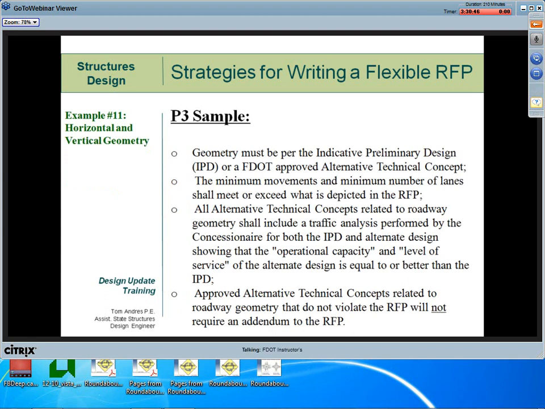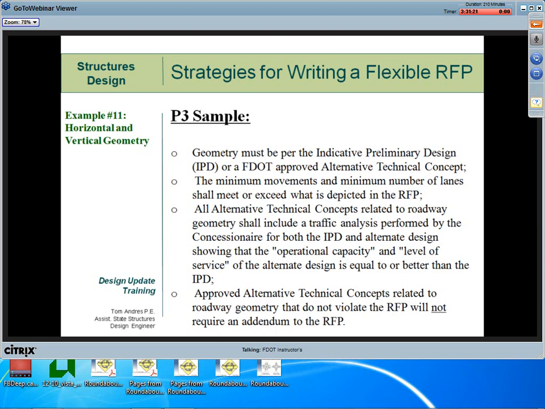Number 11, example number 11, horizontal and vertical geometry. Notice here that all questions have been answered. How the geometric changes would be evaluated, where they would be evaluated, in this case it says through an ATC. And lastly, it exempts out geometric ATCs from disclosure in an amended RFP. Get with your individual districts for input on whether to divulge geometric approved ATCs. As I indicated, this preference can vary from district to district.